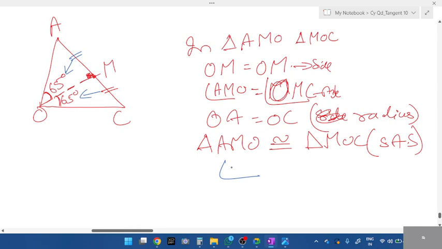You can write it. Therefore, AOM is equal to MOC. Both are 65 degrees. Be quick, students. Make a note of this. The next two points are very easy. The next two answers are very easy to solve.